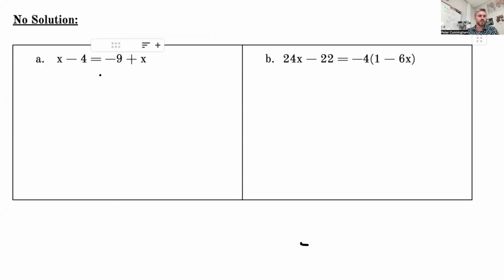Okay, no solution. So these next two problems are both going to have... Like, is x minus 4 ever the same as x minus 9? Well, these lines, like if we drew two lines, they would be parallel. So they would never cross. So basically, there's no answer to this problem because you're never going to take 4 away from something.